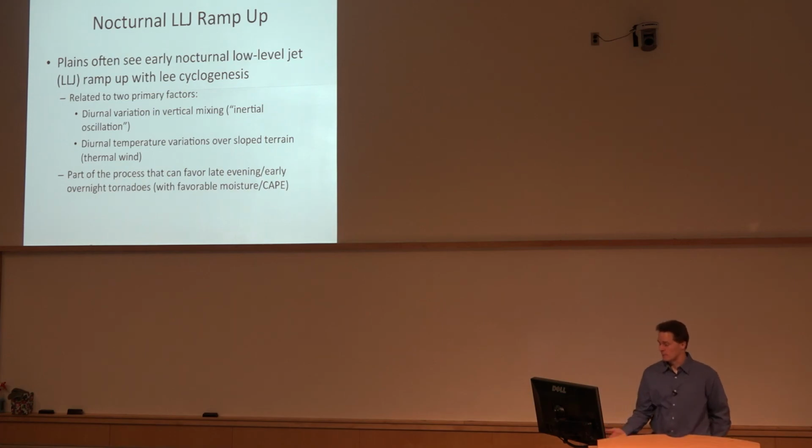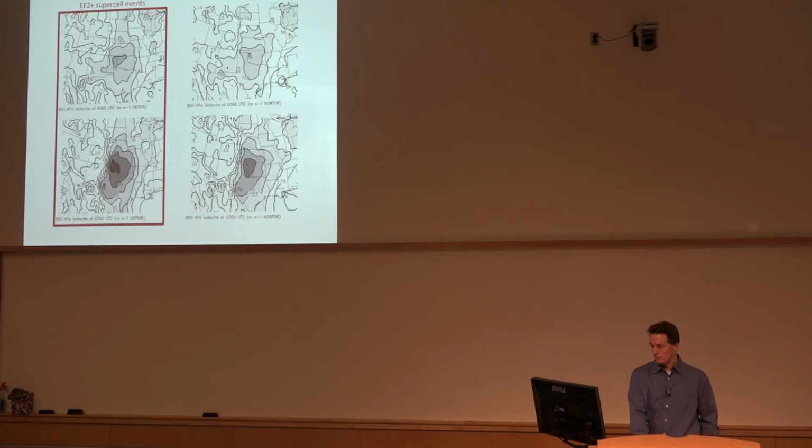Interesting part about this is with a big ramp up in the low-level jet, if you coincide that with substantial low-level moisture, bad things can happen even after dark. So we'll show an example here. We looked at some significant tornado events in the Great Plains associated with nocturnal low-level jet.